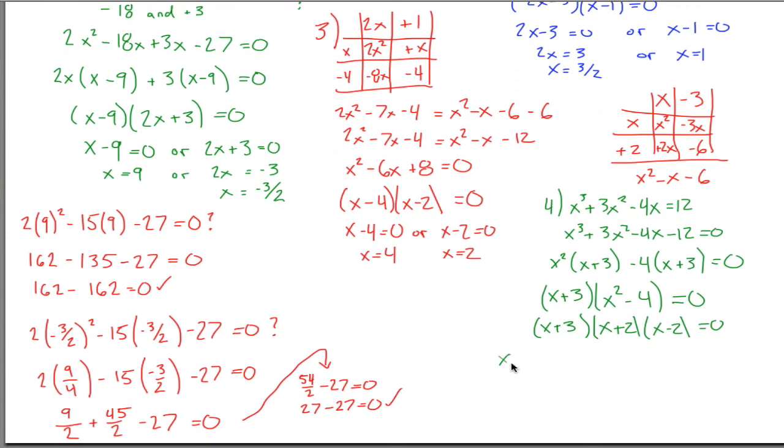We can say, all right, either x plus 3 equals 0, x plus 2 equals 0, or x minus 2 equals 0. That is, either x is negative 3, x is negative 2, or x is positive 2. Whew, so those are the answers, and that's finally the end of this problem.